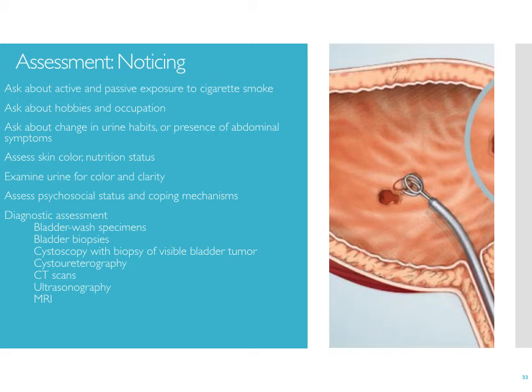In this case, they would actually take a scope and put it up into the bladder, look around, and if they actually saw a tumor, then they would take a biopsy of the tumor that they saw. They may do cytoureterography, CT scans, ultrascans, or an MRI. MRIs are really good at seeing the changes and the differences between different tissues.